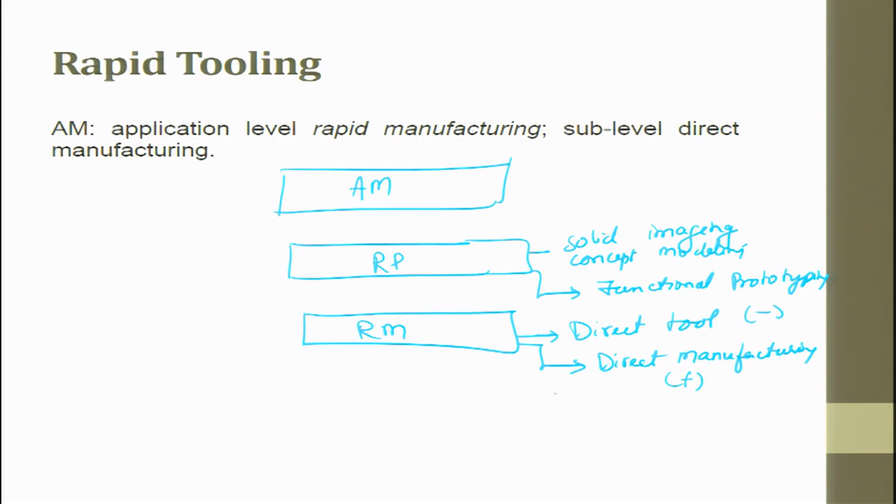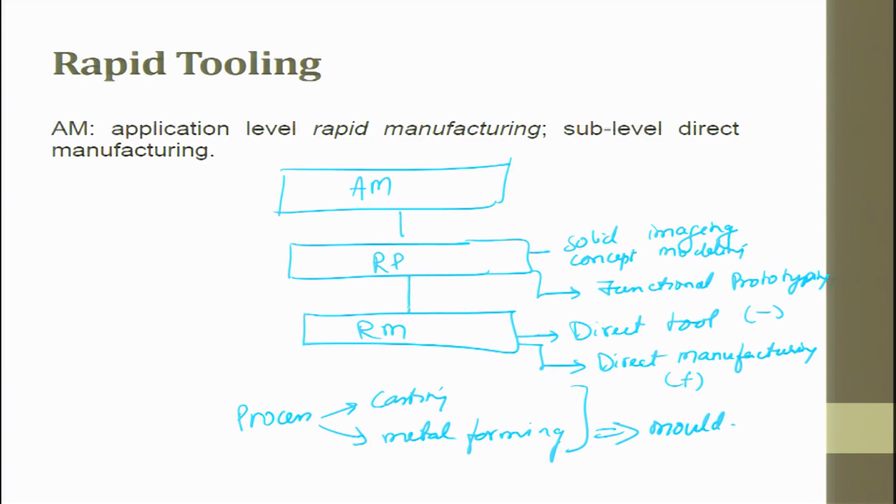So, this can be used. What are the processes which can use it? Generally, we go for casting and metal forming operations, where we try to make a mold. The example I gave in the first lecture was about making a replica of the ear. If you want to do that, we make a mold through rapid prototyping, and then we pour silicon in it to get the final product. Okay.